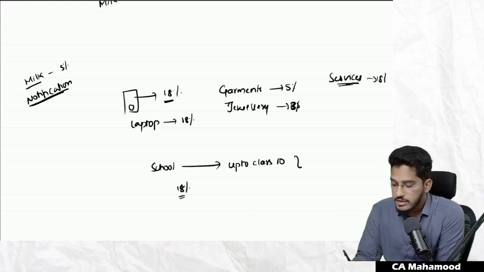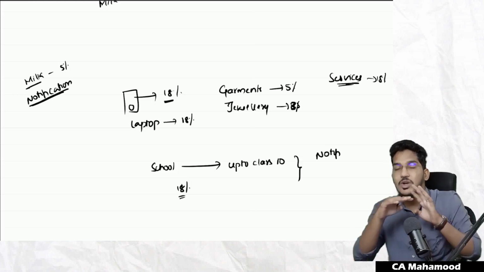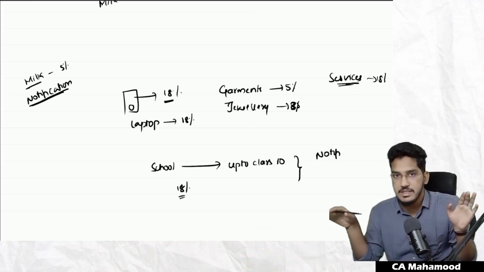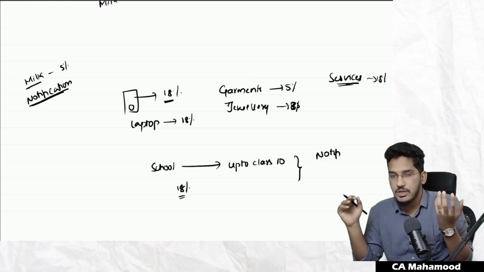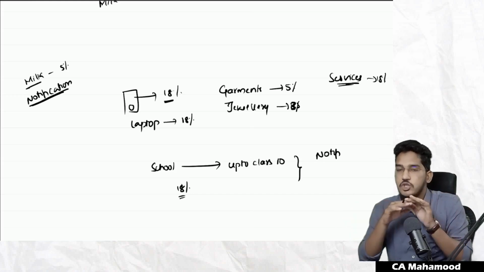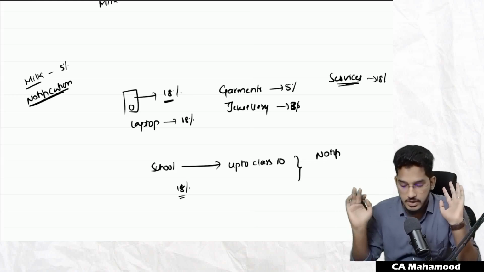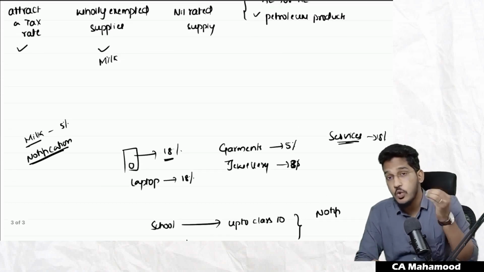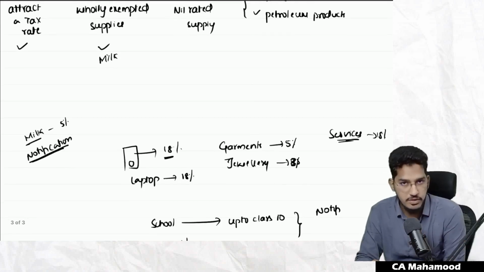So in public interest, the government has released a notification and told we are wholly exempting the education up to class 10 or class 12. We are wholly exempting education up to class 10, class 12. That education we are wholly exempting. This also will become the supply which has been wholly exempted from tax by way of notification.